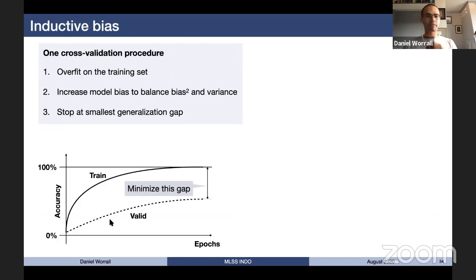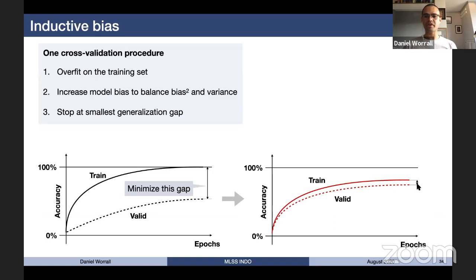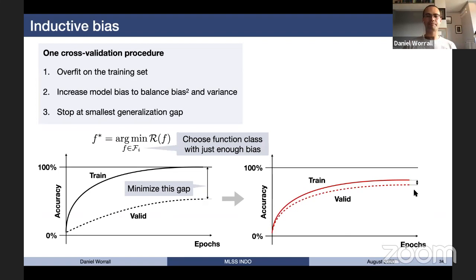Another way you can visualize it is if I have my training error and my validation error as a function of how long I train, we're essentially minimizing this gap. So I overfit on my training set. What I want to do is minimize this error. So I choose the model with the lowest validation error, but that will necessarily introduce extra bias into my model and will reduce my training set.